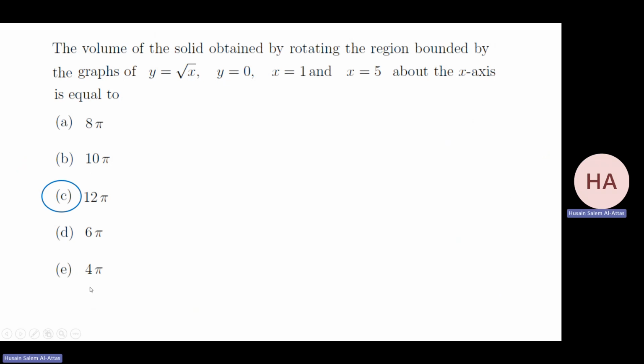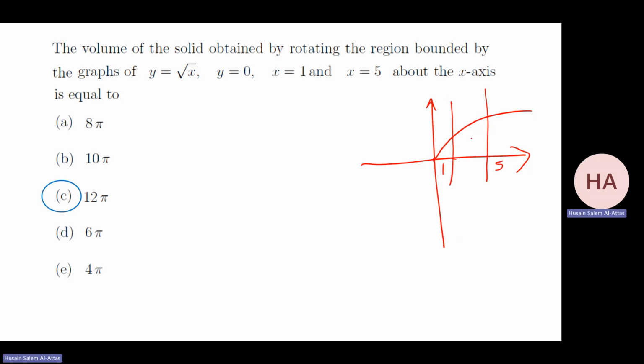Volume of the solid obtained by rotating the region bounded by the graphs of this about the x-axis. Graph it, see what it is. That will be y equals square root of x. I have y equals 0, which is the x-axis. X equal 1, x equal 5. So I'm talking about this region, and I want to rotate it about x. So I will do my line perpendicular to the axis of rotation.